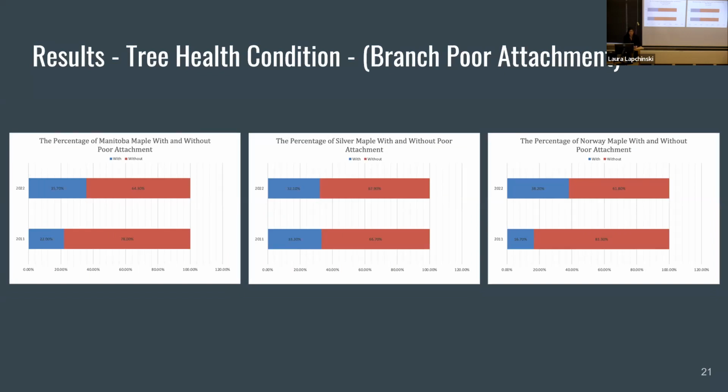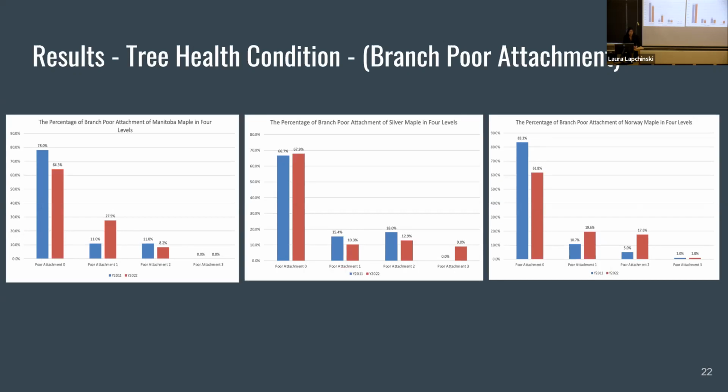The last is poor branch attachment. It is also a defect that affects tree structure and, more importantly, creates higher risks of potential hazard to surrounding residents. From the data, we can see that trees with this defect increased from 2011 to 2022. Norway maple is the most affected by poor branch attachment, and the problem has doubled. Overall, the three species have fewer trees without poor attachment in 2022, and more trees with higher severity levels. The severity level goes up with tree growth.